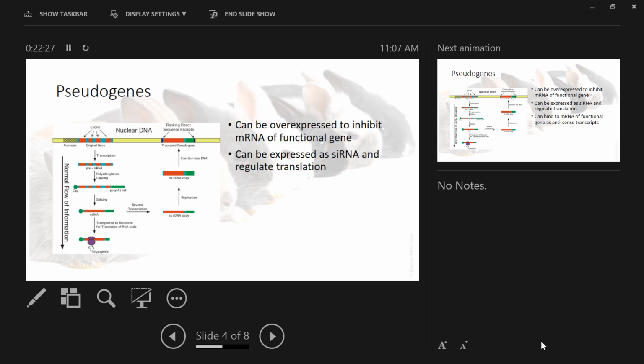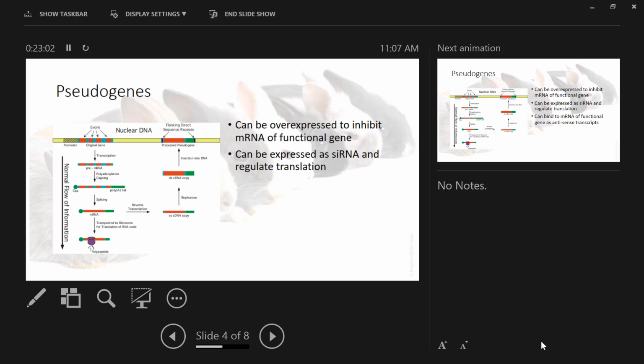small inhibitory RNA, or small interfering RNA. And what these do is they go, in the cytosol, and bind to mRNA that they're complementary to. And if you bind to mRNA, tRNA can't read it. The ribosome can't read it. It can't be translated.